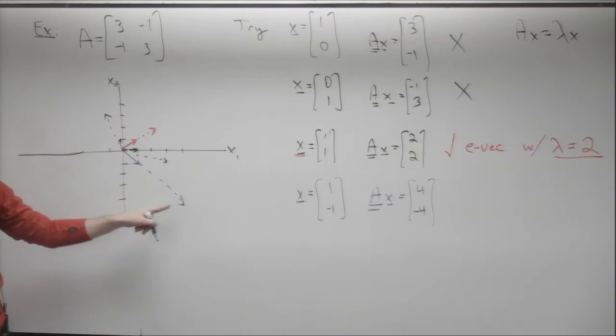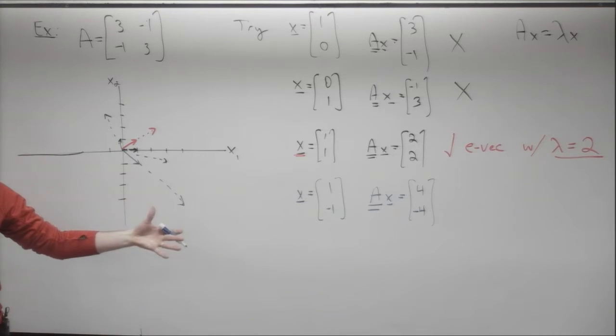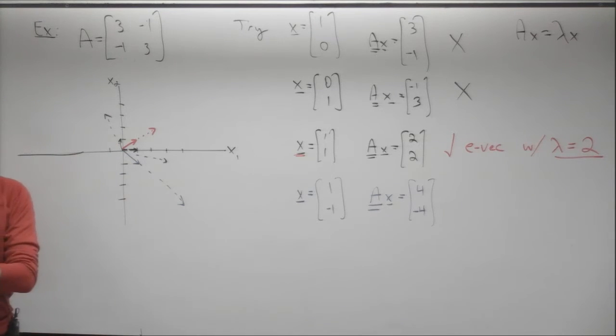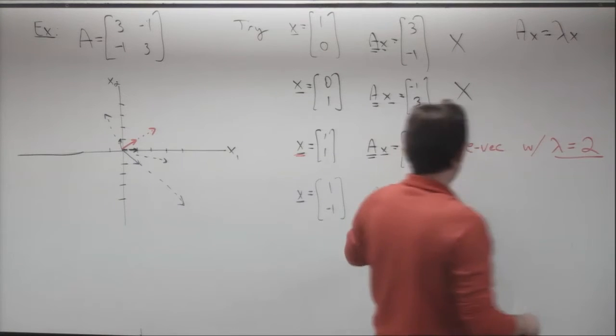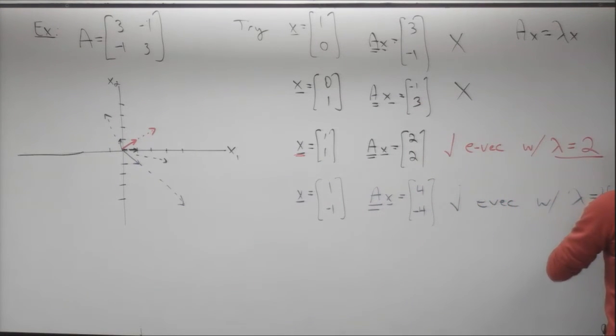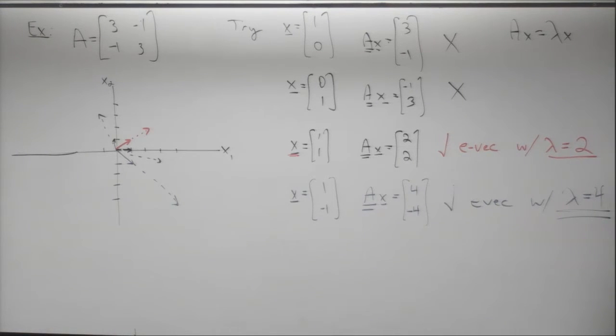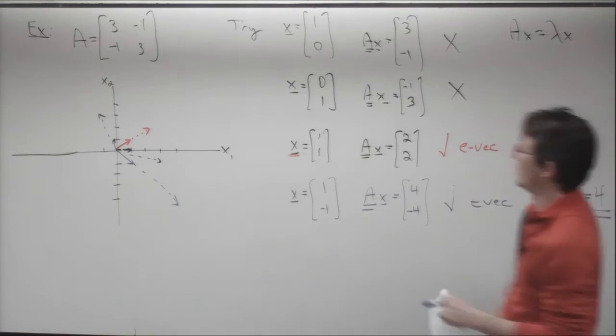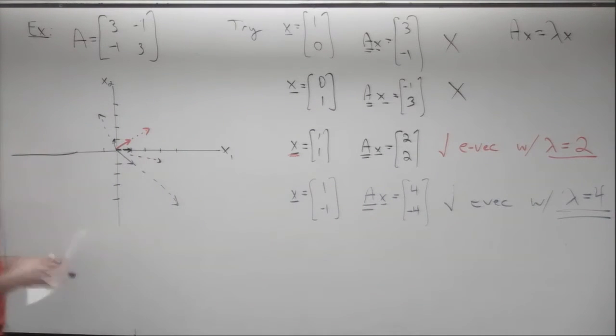Okay, so A times x is in the same direction as x, and it's exactly 4 times my input x. So this is also an eigenvector with lambda equals 4. Does this make sense? This should be pretty straightforward, but what I really want to convince you of is that these eigenvalues and eigenvectors have a geometric meaning.